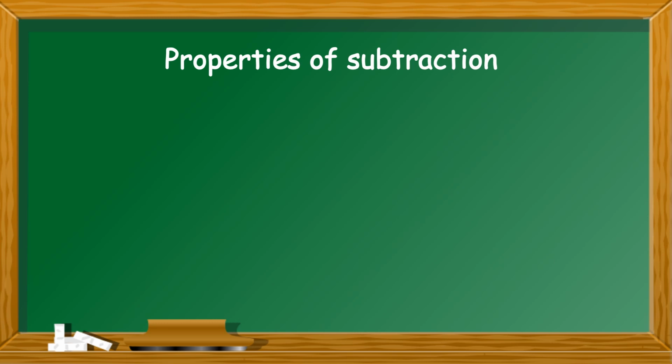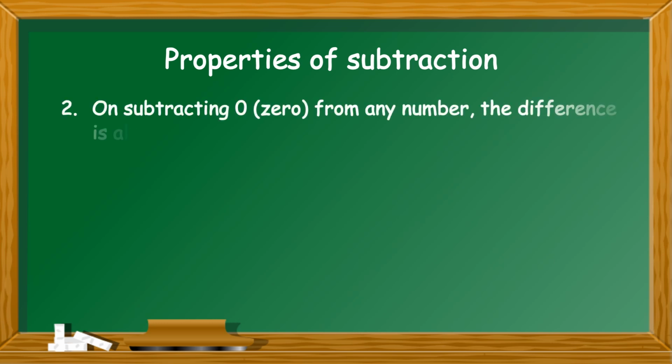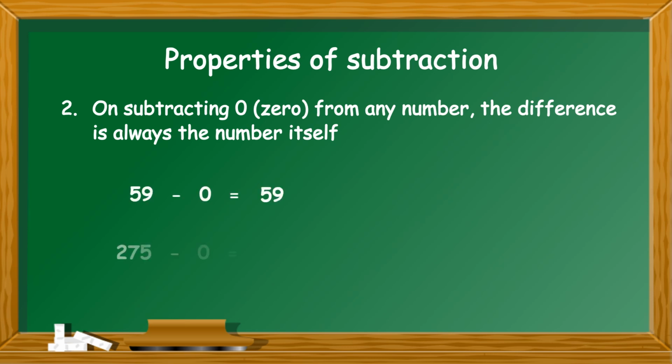Property number 2. On subtracting 0 from any number, the difference is always the number itself. For example, 59 minus 0 is equal to 59, or 275 minus 0 is equal to 275. But if we try to interchange the numbers and write 0 minus 59 is equal to 59, or 0 minus 275 is equal to 275, both these statements are incorrect.